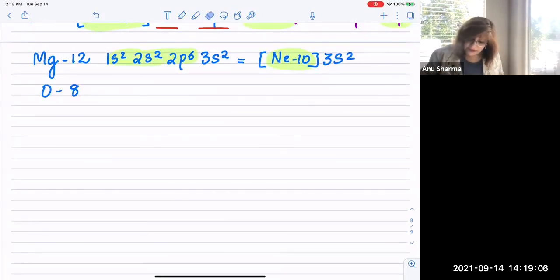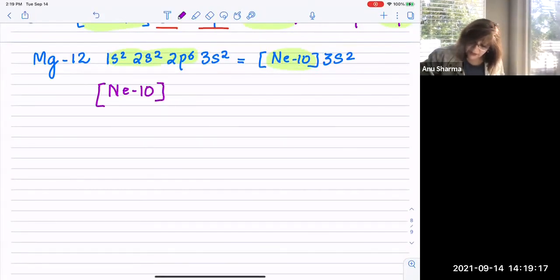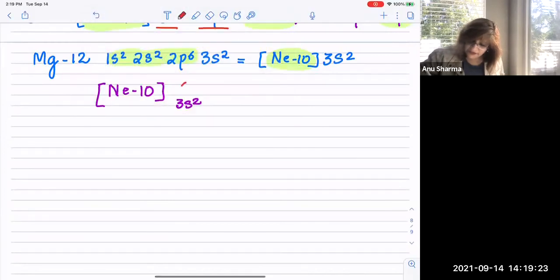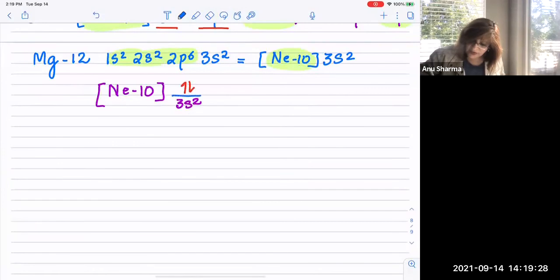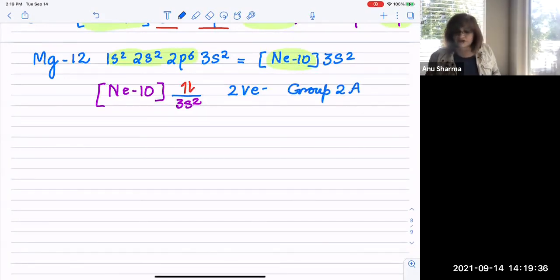Let's do the orbital diagram of magnesium. Magnesium is neon 10, and then 3s2 is like this, these two guys. And fine, this is paired, and that's okay. So 2 valence electrons, but it's paired. So that is why it is in group 2A, 2 valence electrons. Okay.